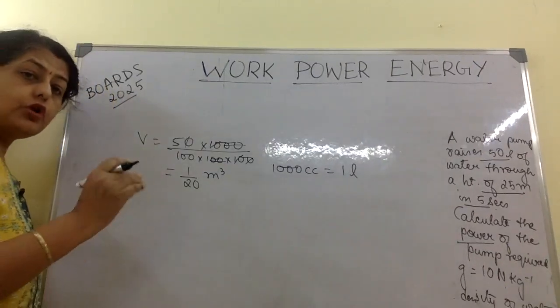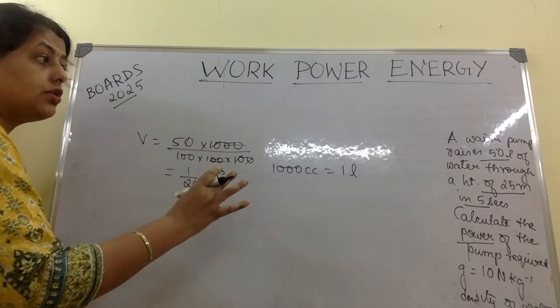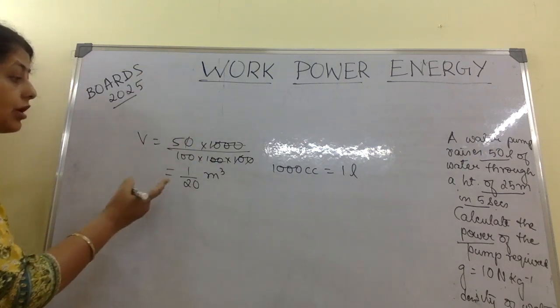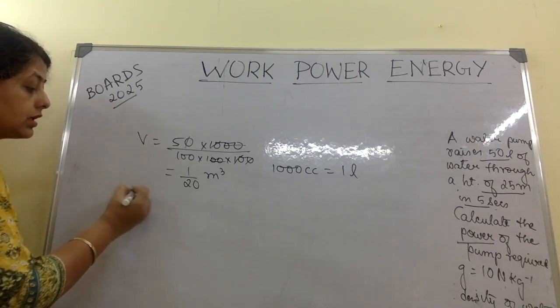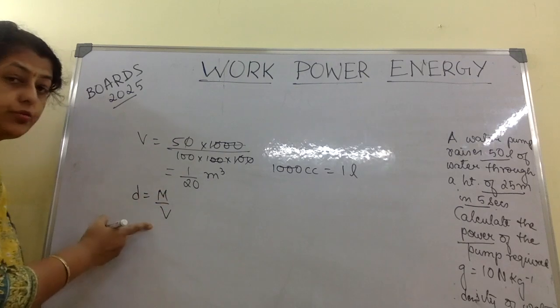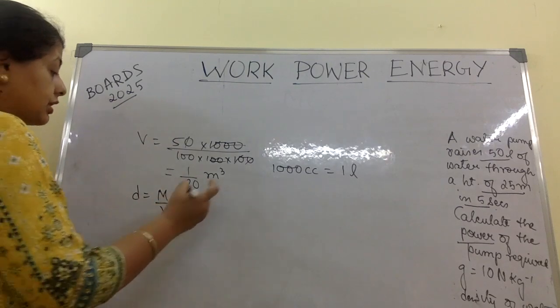Then again, volume also is not enough. We need to know the weight of the water that was lifted up. So now how to find weight? Now remember, density is equal to mass per unit volume. Remember this formula? Okay.